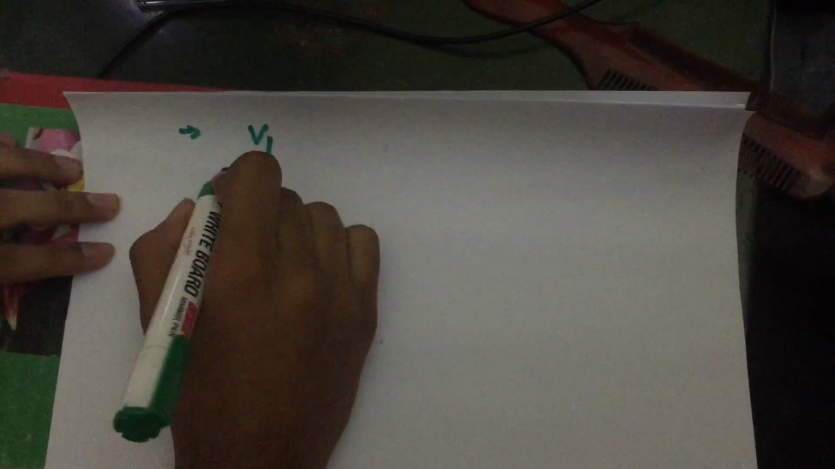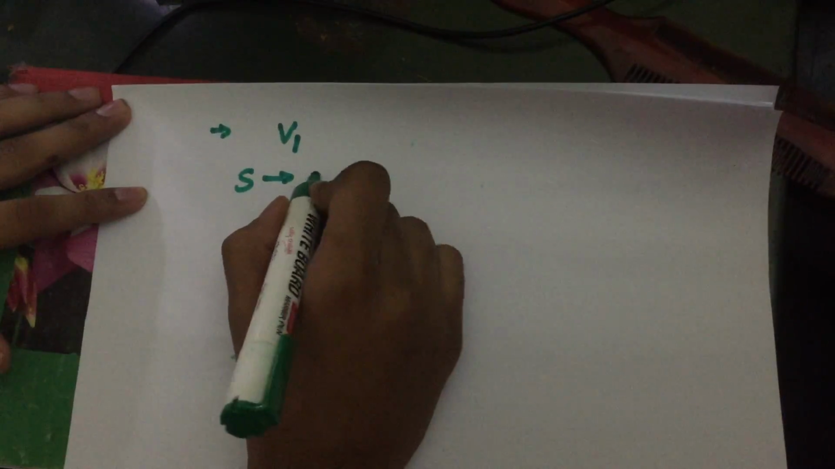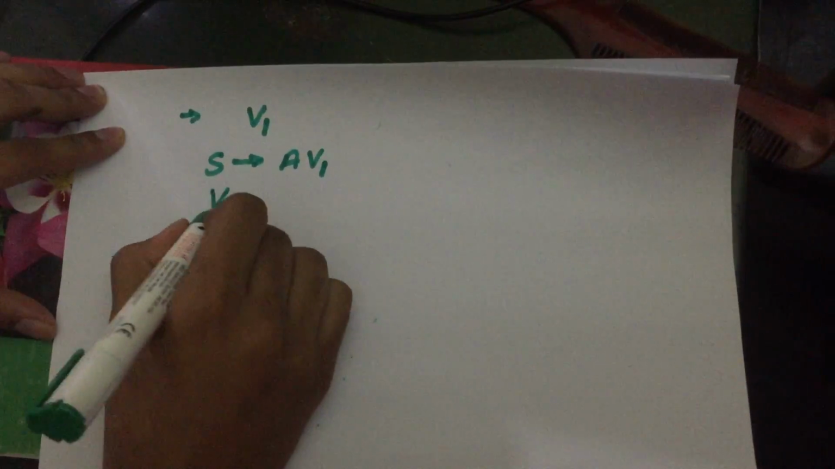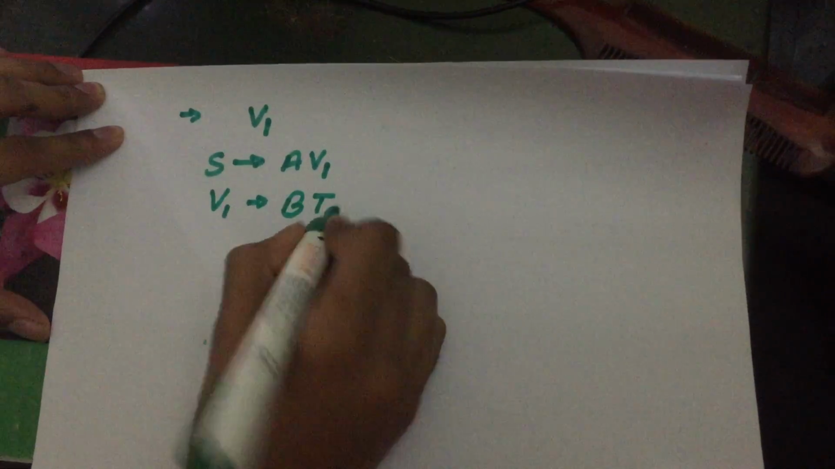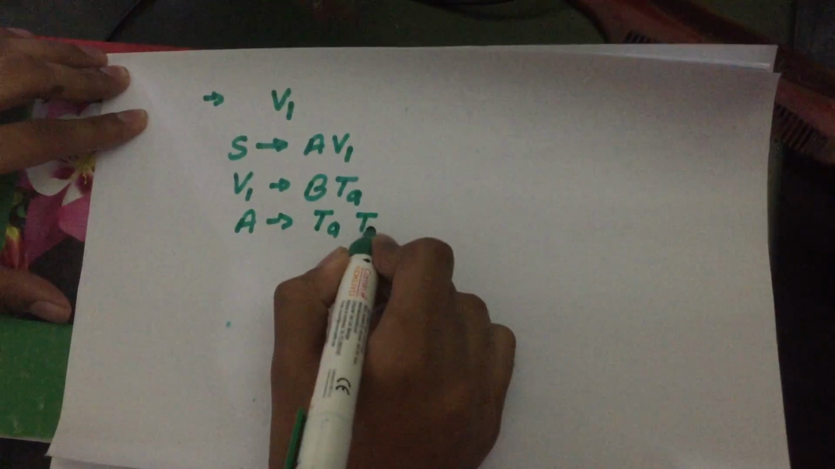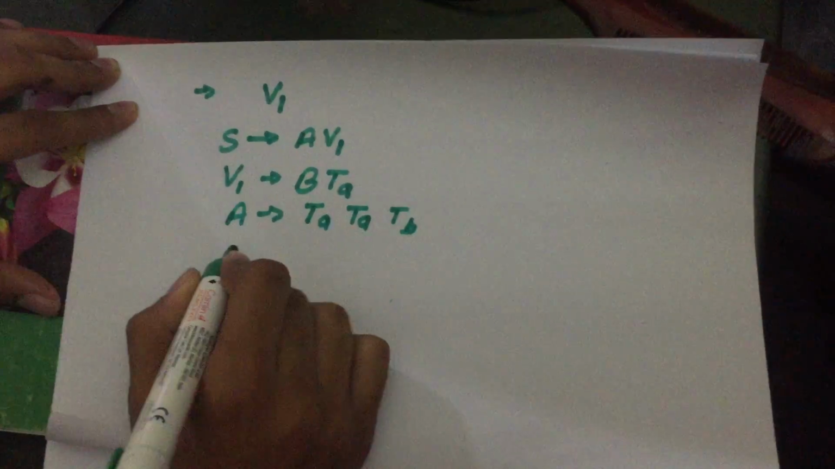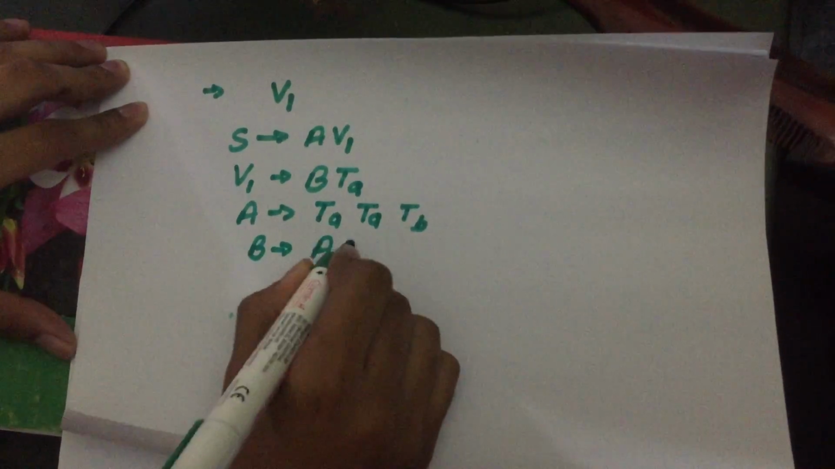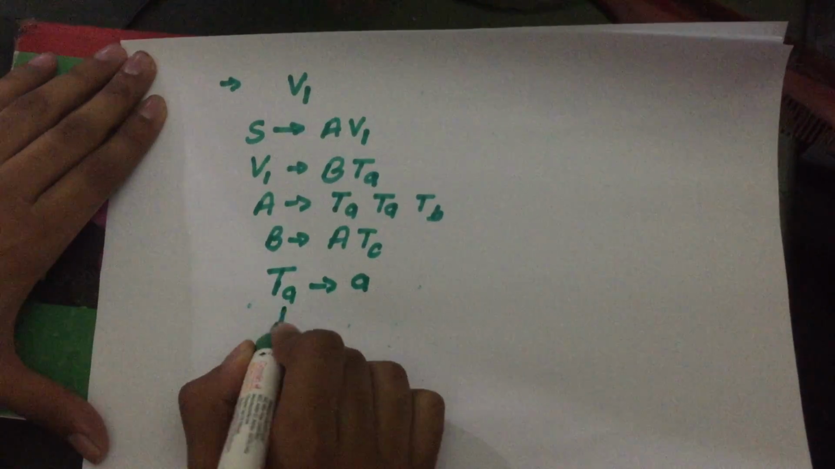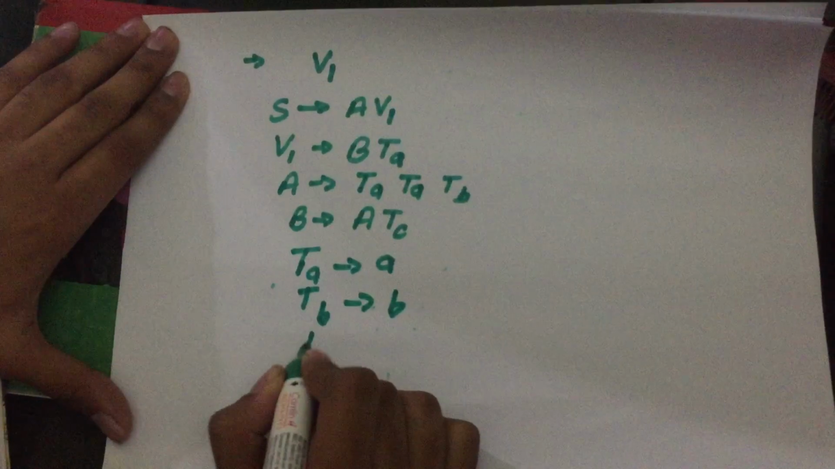Now the second step is to introduce an intermediate variable V1. Now from the previous step we take V1 to be B TA. Similarly, all the other steps. TA to a, TB to b, as we defined earlier.